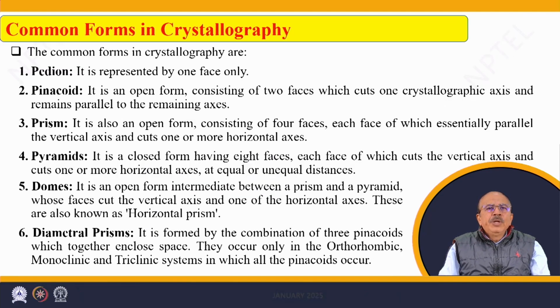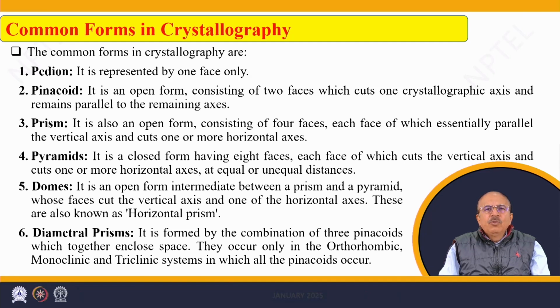Now, after knowing this, we will move to some other forms in crystallography, that is pedion. It is represented by one face only. Pinacoid: it is an open form consisting of two faces which cut one crystallographic axis and remain parallel to the remaining axes. Prism: it is also an open form consisting of four faces, each face of which is essentially parallel to the vertical axis and cuts one or more horizontal axes.